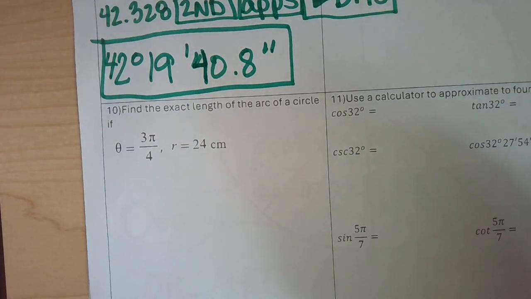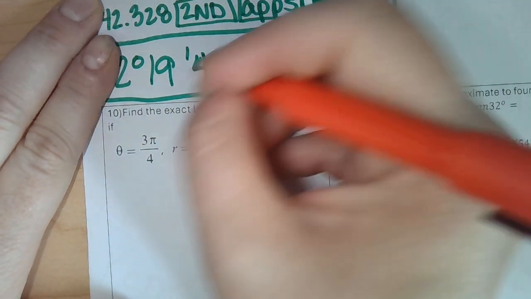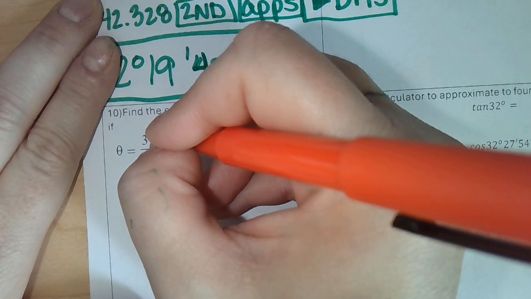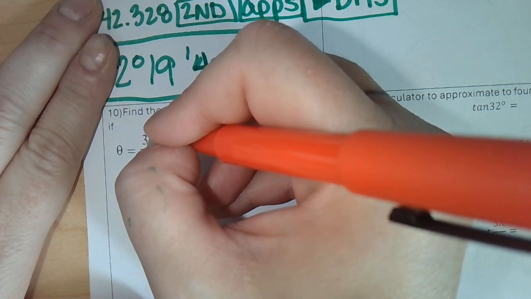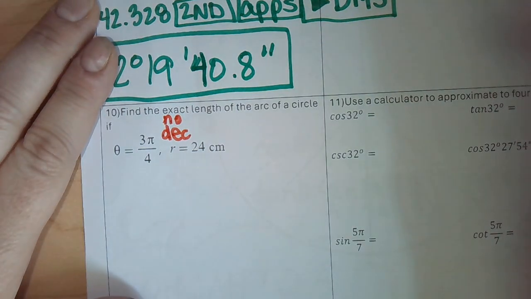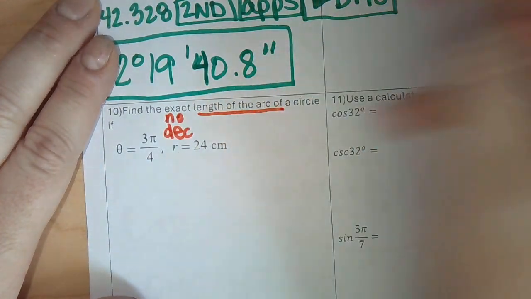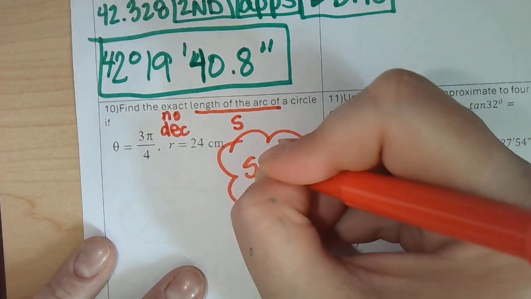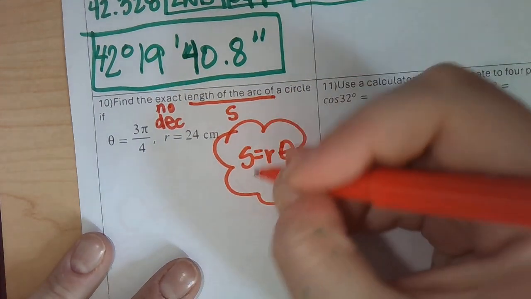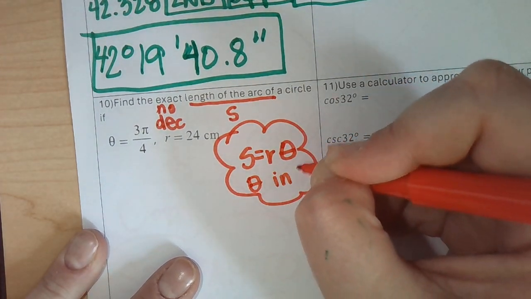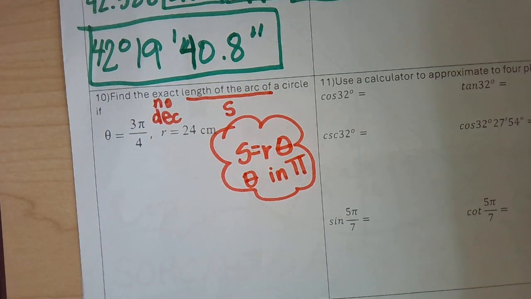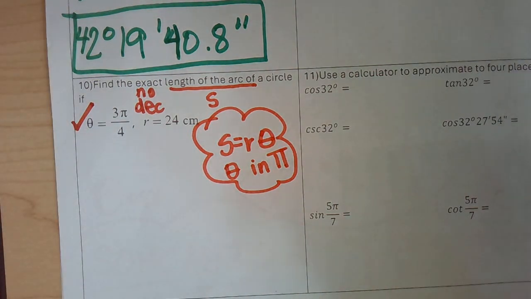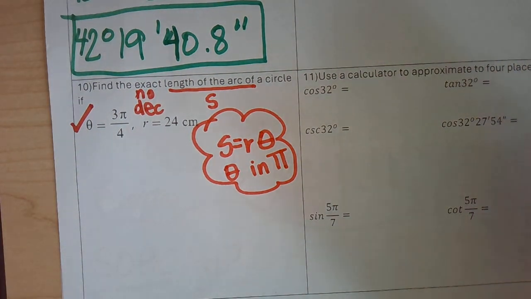Okay, number 10. It says find the exact length of the arc of a circle. Okay, so exact means no decimal. Length of an arc means S. So the formula that we need to write is S equals R theta. And theta has to be in pies. And for us, theta is in pies. Huzzah! Your homework, you might have to convert it. But for the test, it's already going to be pretty.